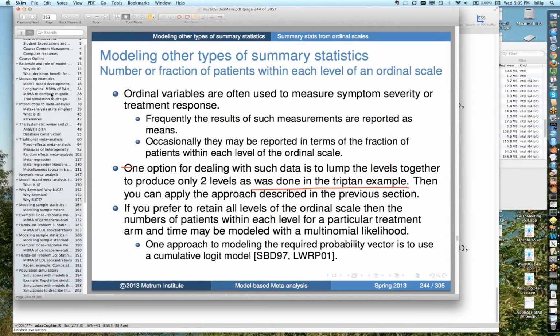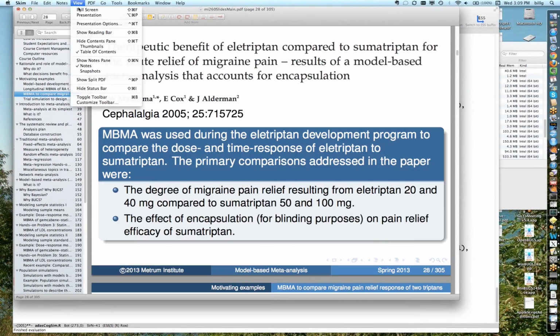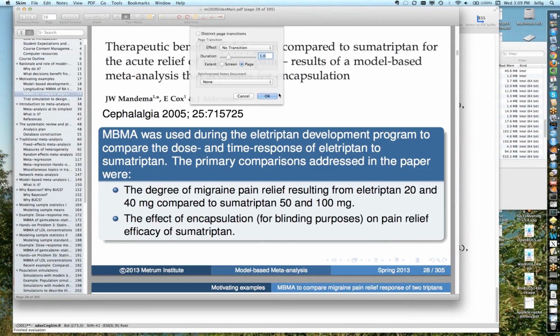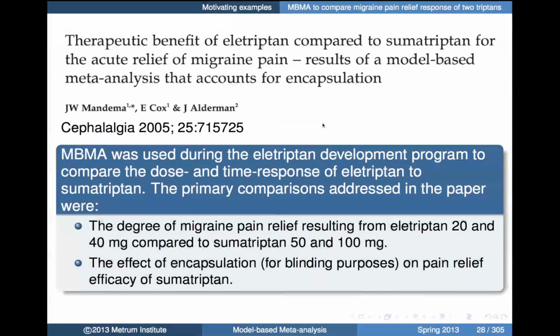Where'd we go? There we go. Boom. This is what it was referring to. That's not what I wanted. There we go. Okay, this is an article that we got from Yapogen and, I don't remember what Alderman's first name was.